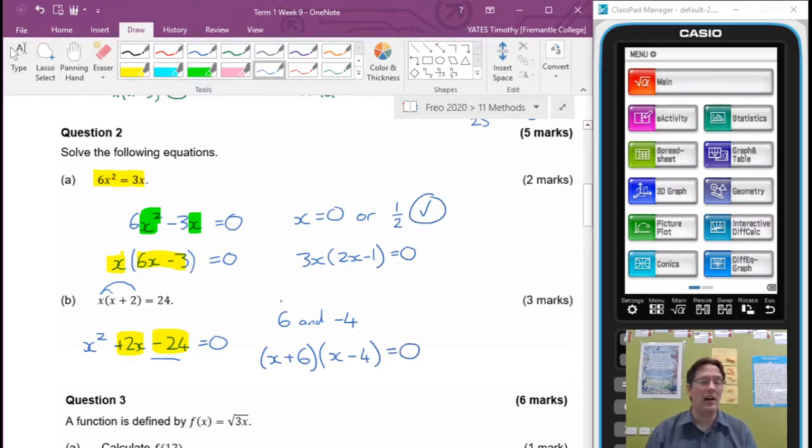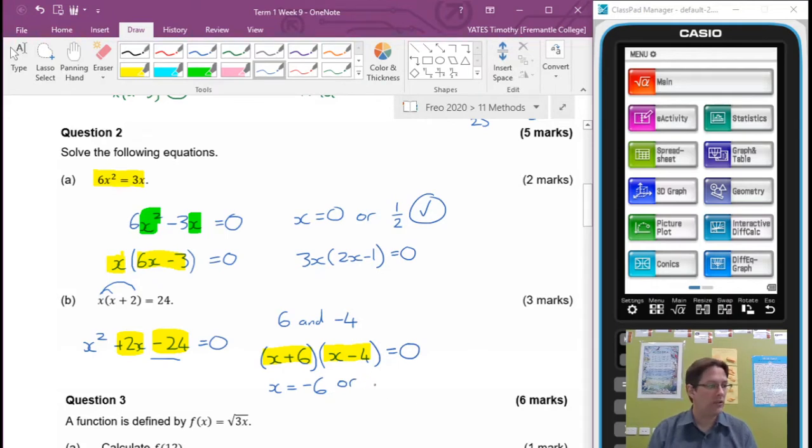But that isn't our answer, by the way. Remember, we've got to find out when this whole thing is equal to 0. So when's that going to be equal to 0? That's going to be equal to 0 when x equals negative 6. When's this other one going to be equal to 0? That's going to be equal to 0 when x equals 4.